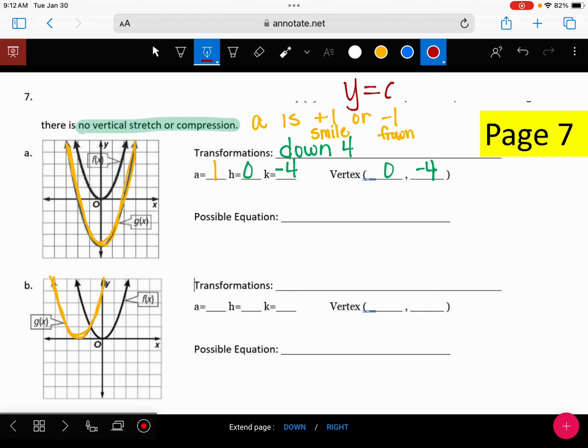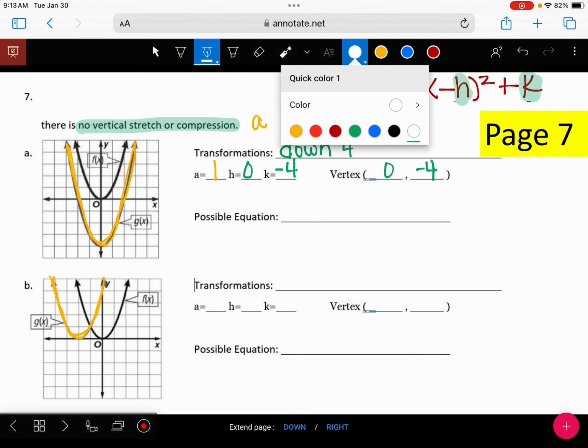So y equals a(x - h)² + k. This is called transformation form. And all I want you to do is, now that you have identified A, H, and K, substitute them into this equation right here. So let's write our possible equation.